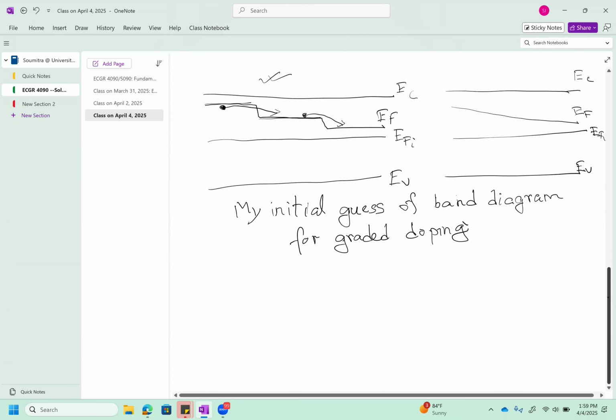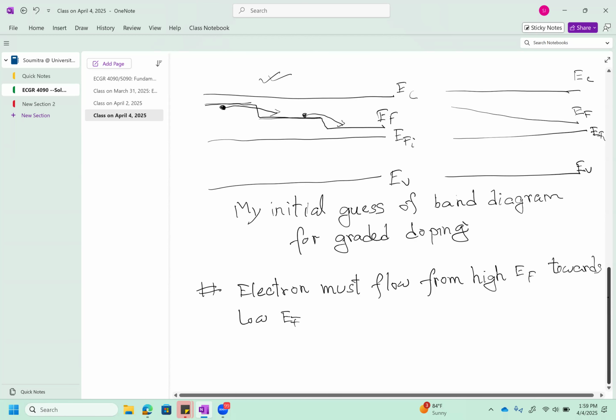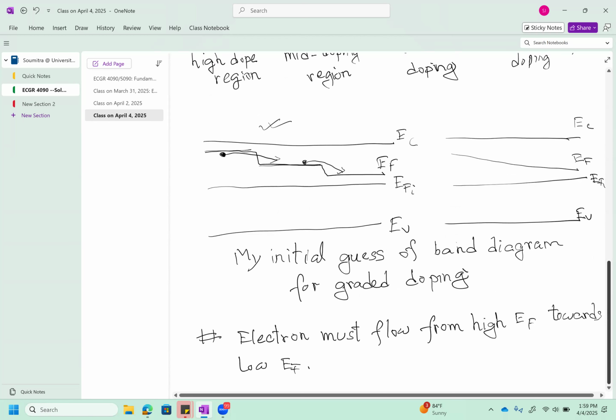So please remember that electron must flow from high Fermi level EF towards low Fermi level, low EF. And if this is true, then we do not have an equilibrium condition.